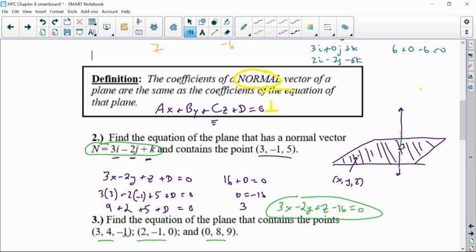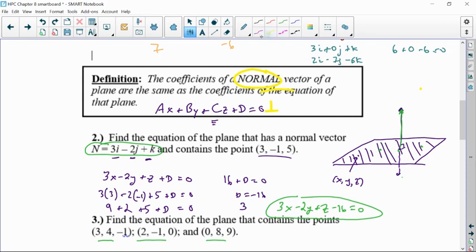So this vector here, we know that's perpendicular because that's what a normal vector is. And a normal vector has the same coefficients as the plane. What we're going to do is take these 3 points and plot them in our plane here. Like here's point 1, let's say, here's point 2, here's point 3.